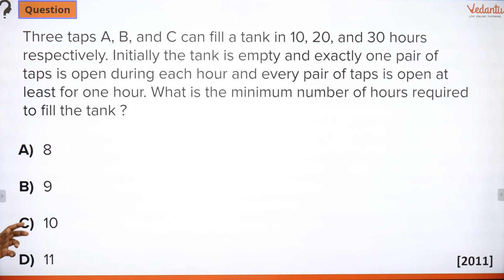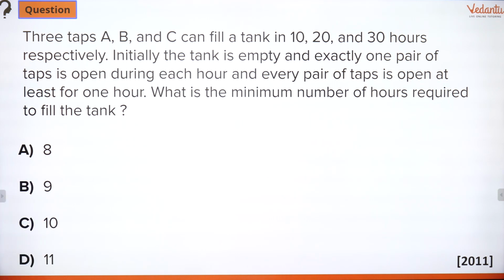Which is the fastest tap, 10 hours or 30 hours? Obviously 10 hours is the fastest tap, because you are filling the tank in less time. Less time means more speed. So with 10 hours, 20 hours and 30 hours, tap A is my fastest. And initially the tank is empty, fully dry, and then you start to fill it.